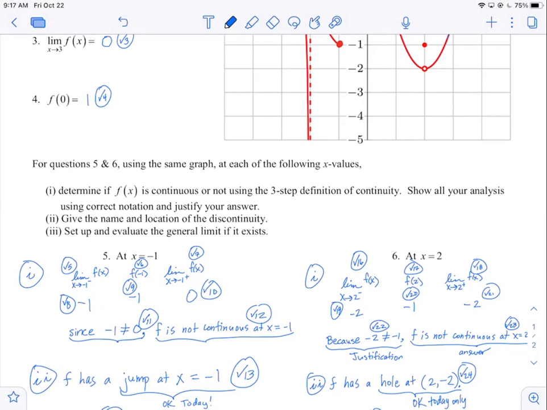Yes, sir. Did you have the right answers for the general limit? Okay, so do the same thing I did for Cole. So of the 4 checks, just take off 1 for the notation. Okay. All right.